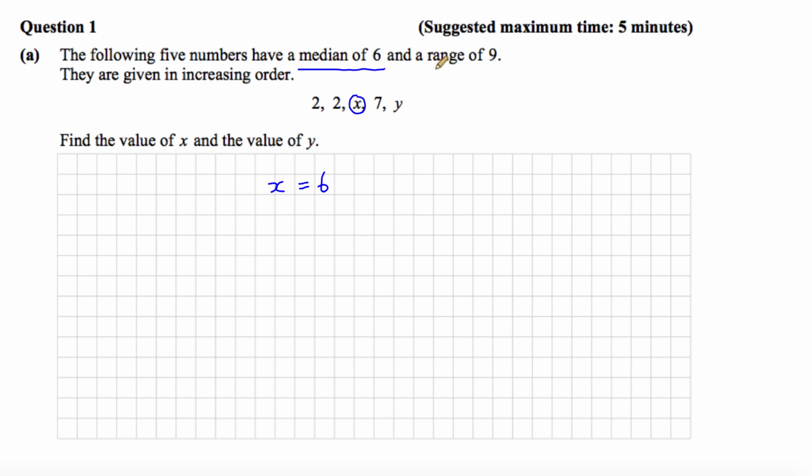And then the second bit of info is that the range is 9. Now the range is the biggest value, subtract the smallest. So that means that the biggest value y, subtract the smallest value 2, biggest and smallest, that'll give us our range, which is 9. So y minus 2 is 9. Well, that means that y must be 11, because 11 minus 2 is 9. So x is 6 and y is 11.